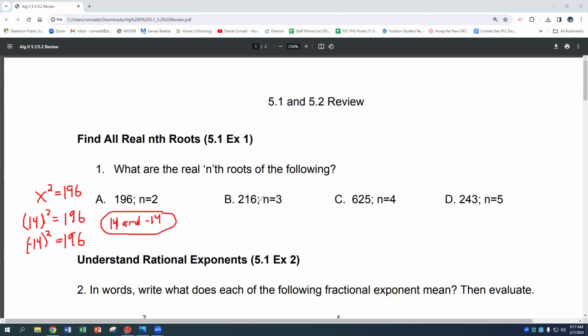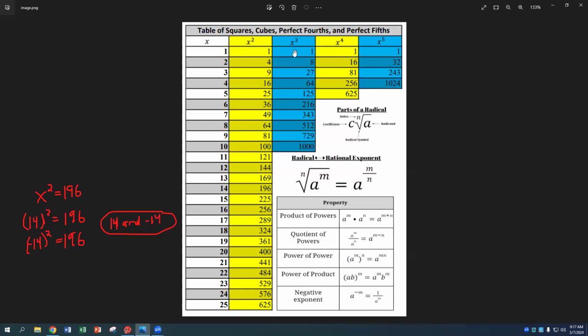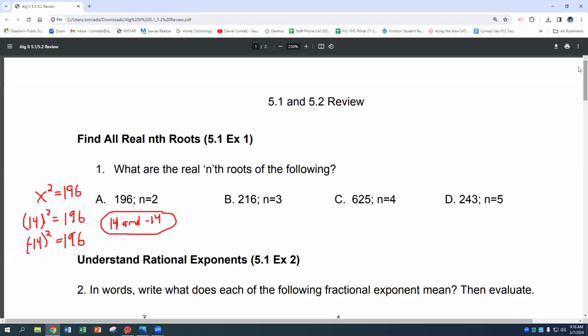Okay, 216, the third root of 216. So we're looking for some number to the third power. We can use our calculator or we can use our chart. Something to the third power that's 216 is going to be 6. So 6 to the third power equals 216. Negative 6 to the third power, though, is going to give us negative 216, so this one doesn't work. We want positive 216, so our only solution is going to be 6, right?